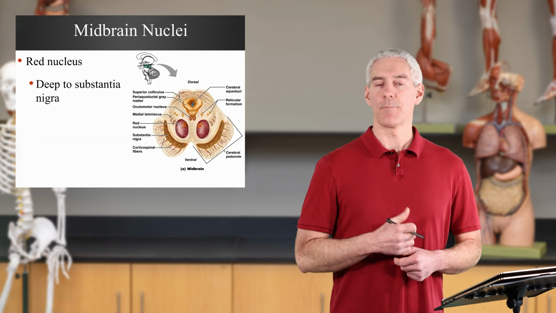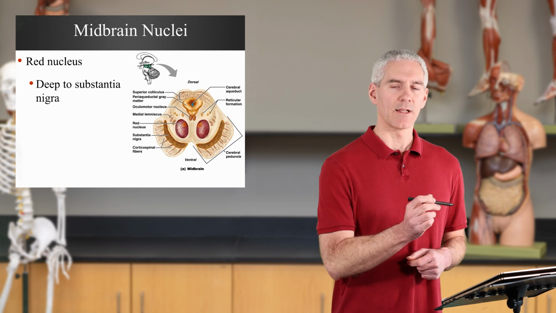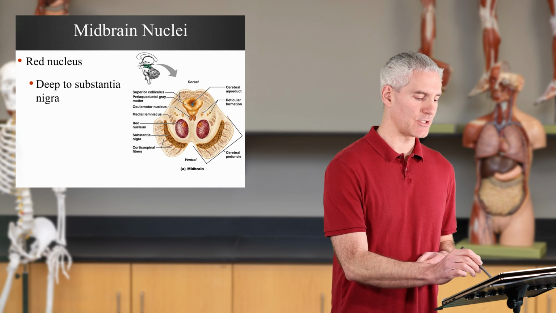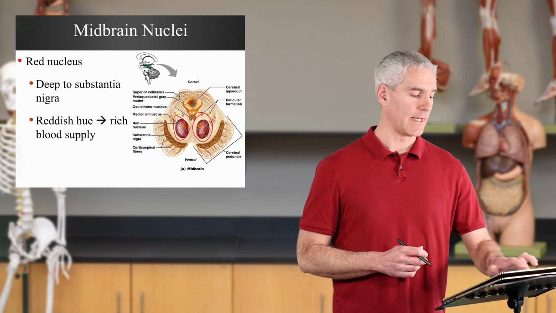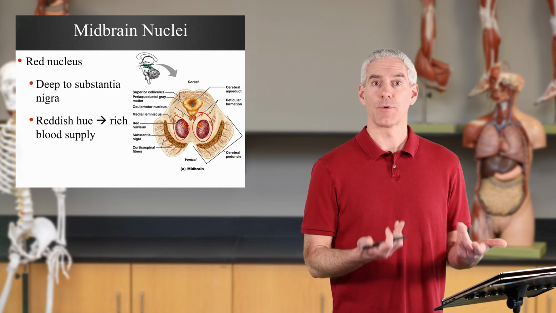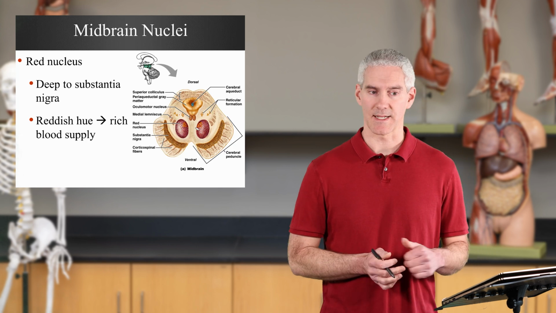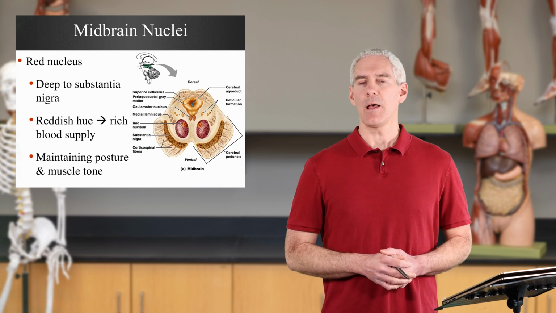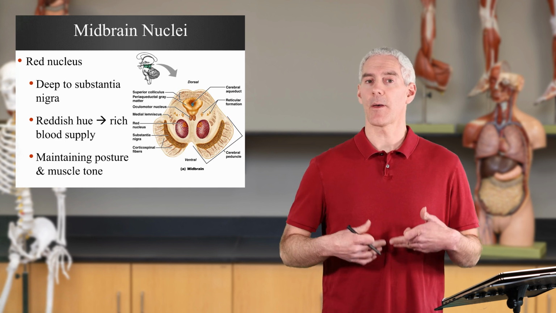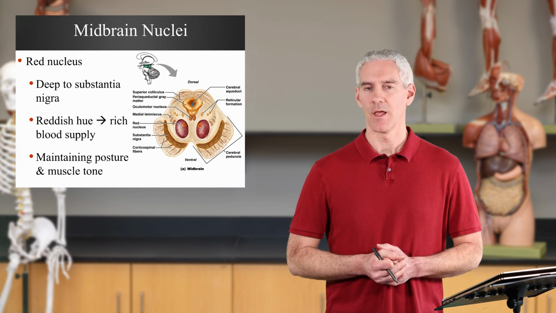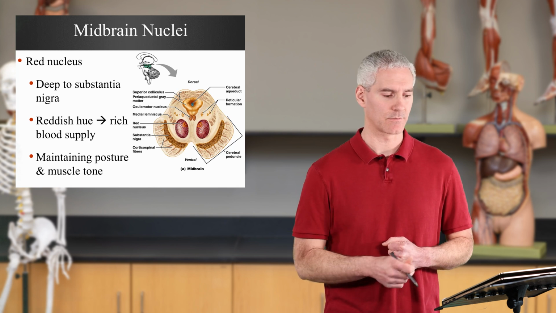Moving on with more of the midbrain nuclei, you're looking at the red nucleus. Now the red nuclei are deep to the substantia nigra, so right here and right here. Now the red nuclei, they look red because they have a rich blood supply. So plenty of blood means they have the reddish tone to that. They're helping to maintain muscle tone, specifically helping to deal with posture of your body. So those red nuclei are helping to deal with posture and muscle tone.